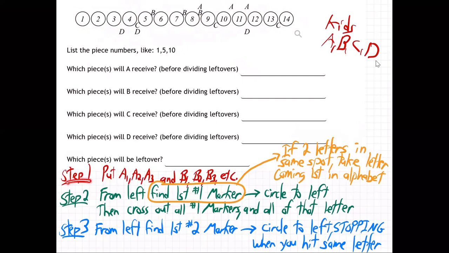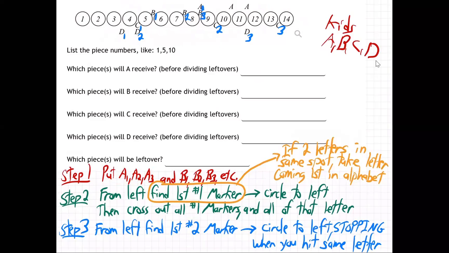Well, step 1 is you have to put the numbers on them: A1, A2, A3, B1, B2, B3, etc. So let's go in and put numbers. So this is D1, D2, D3. This is C1. Doesn't matter what order you do. It's C2, C3. It's left to right: 1, 2, 3. B1, B2, B3, and A1.